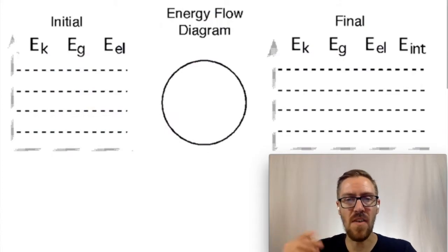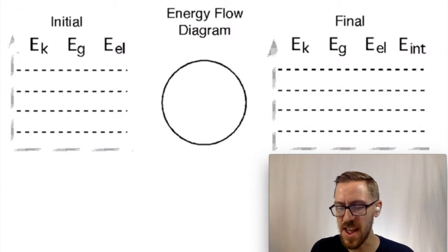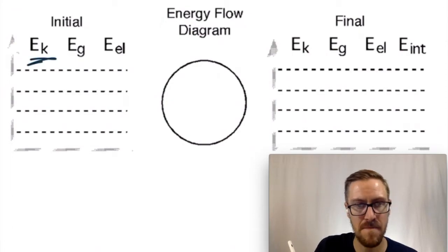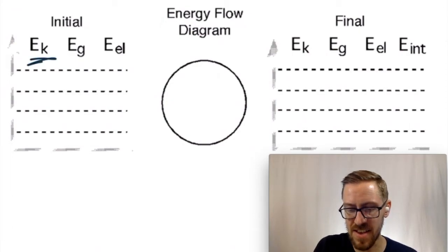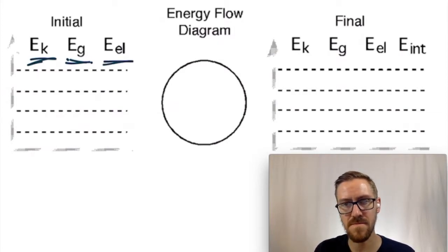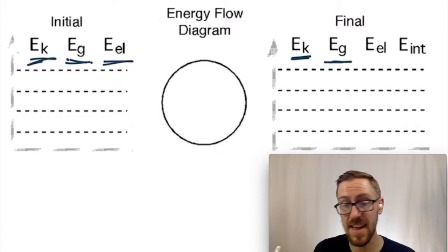So first of all, this is the basic structure that you're going to see for problems like this. This just helps us categorize our energy. And so EK is kinetic energy. EG is gravitational energy. EL is elastic energy. And you can say we have the same forms at the end. So EK, is it moving? EG, is it raised up? And E-EL is something being stretched or squished.